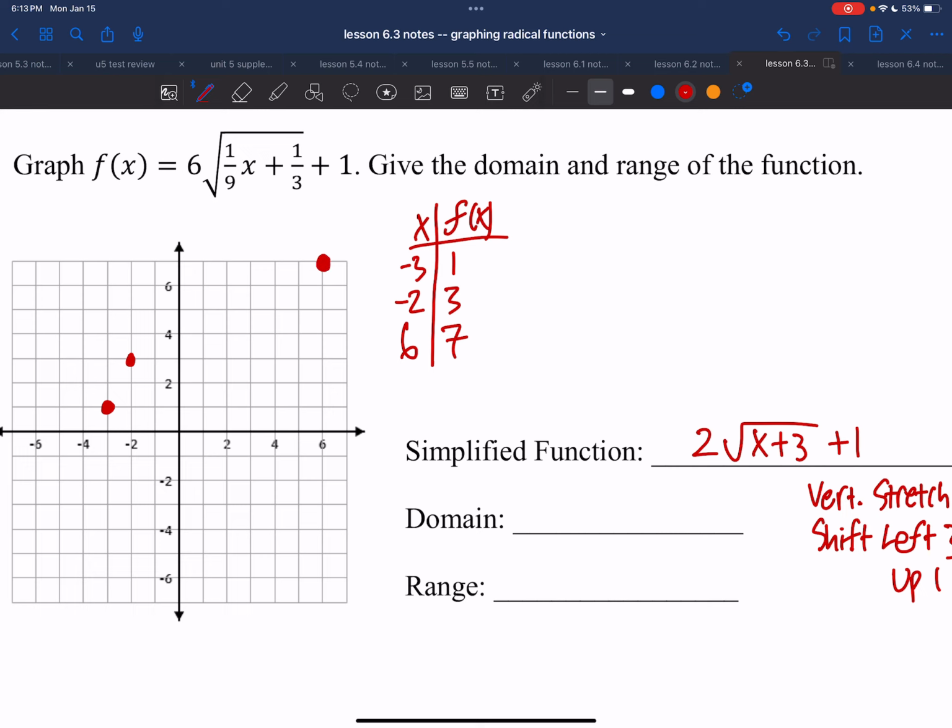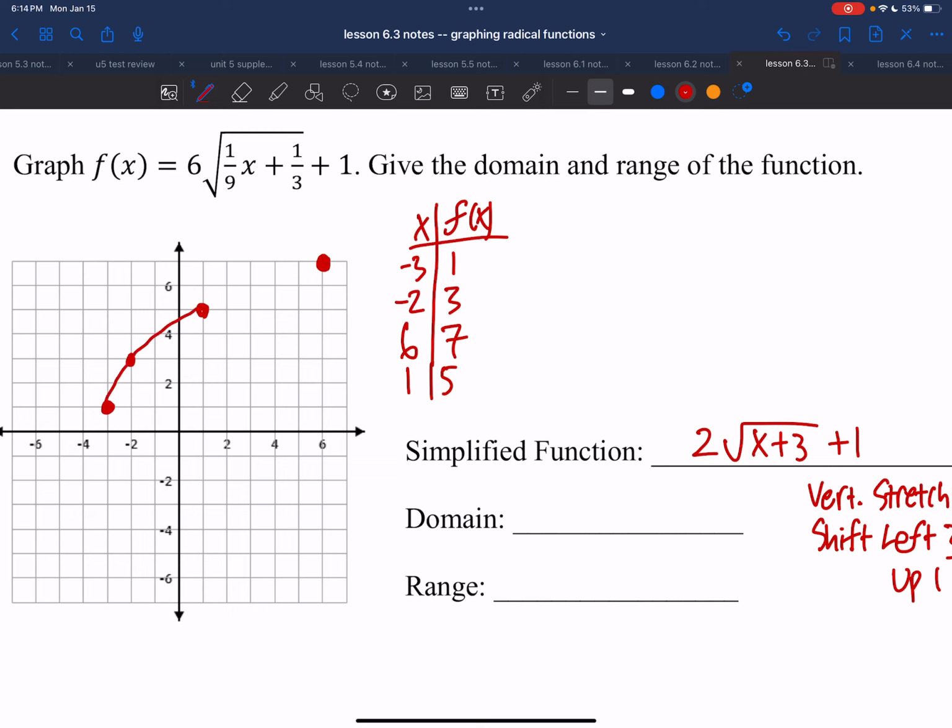And, I skipped 1, silly me. 1 plus 3 is 4, square root of 4 is 2. 2 times 2 is 4, plus 1 is 5. So I skipped that one, whoops. But there we go. Yay!